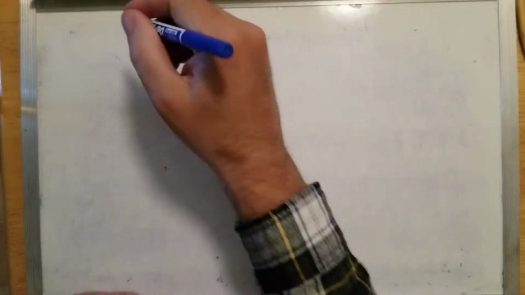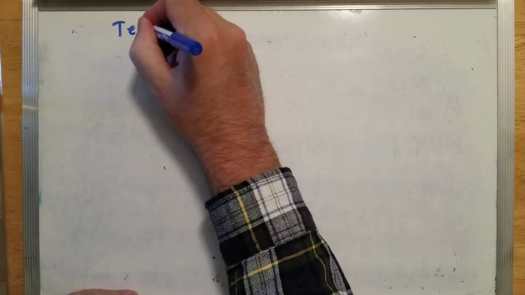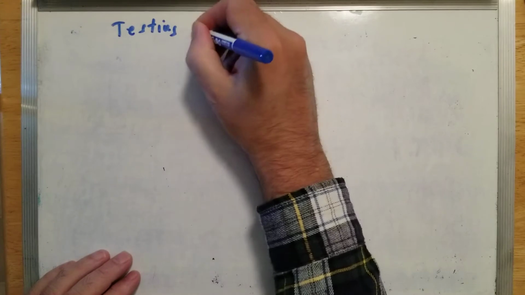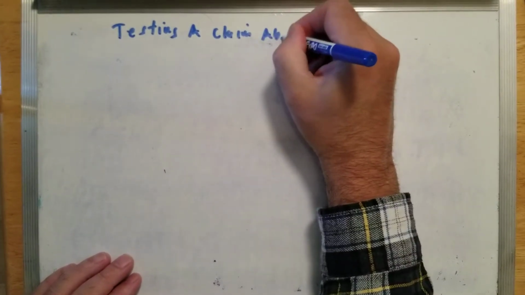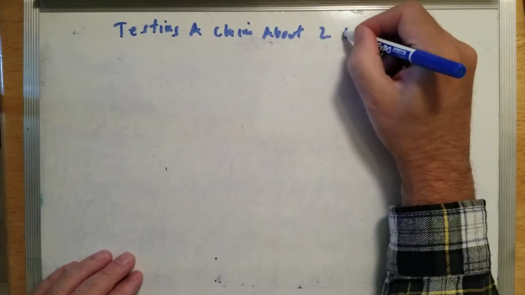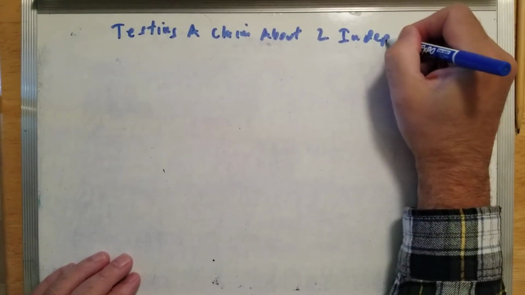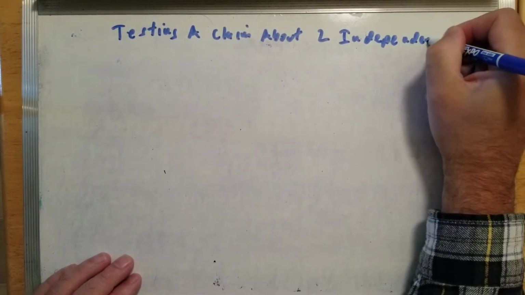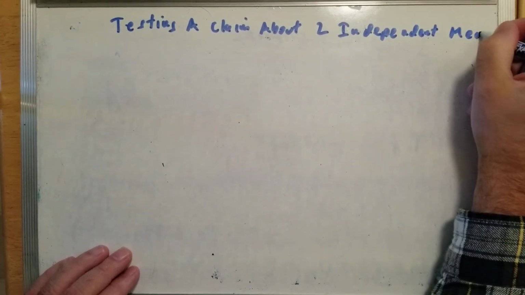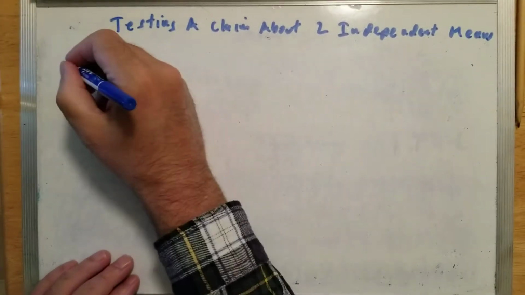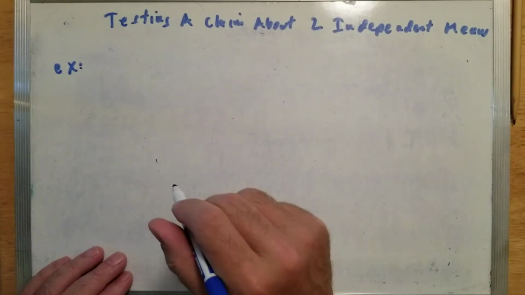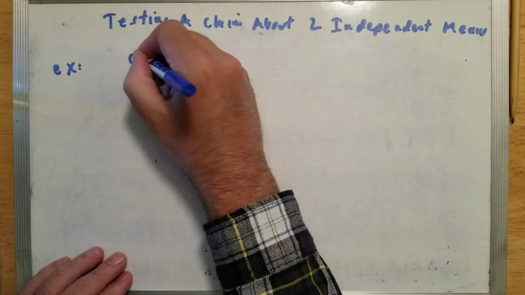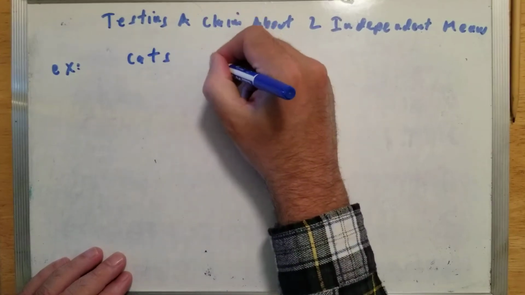I'm going to do a couple of examples of testing a claim about two independent means. Well, here's the first example. I'm going to give a chart. This is the way they give the homework examples. I'm going to talk about cats and skunks.